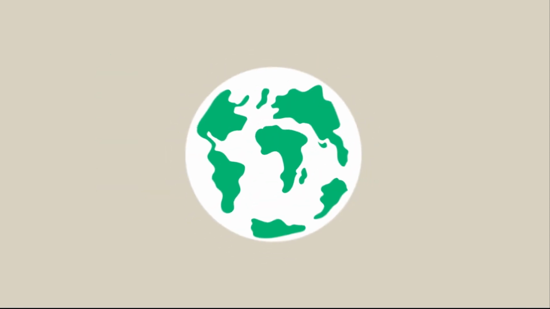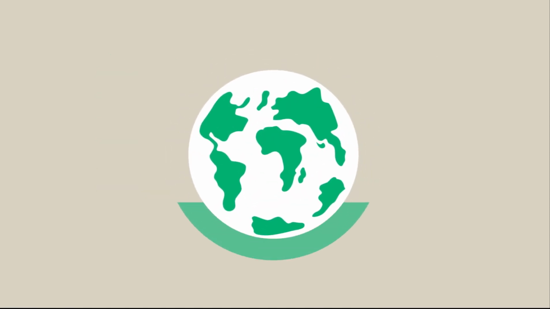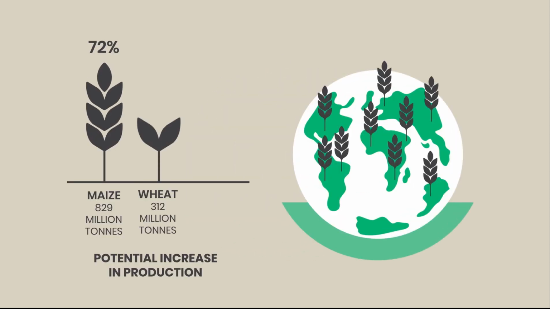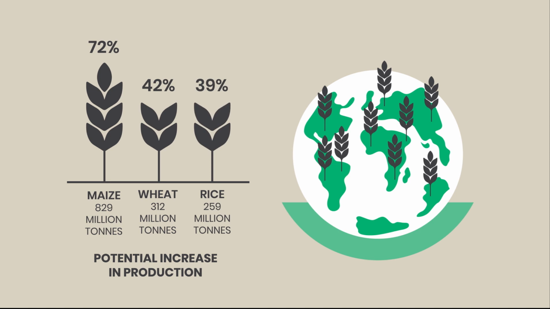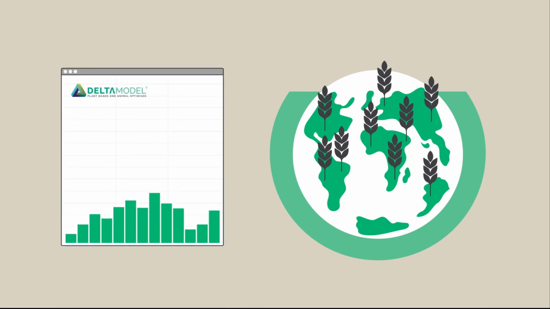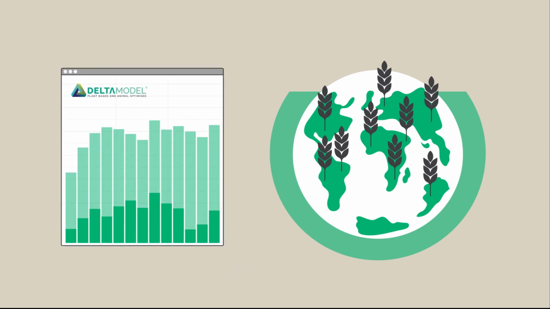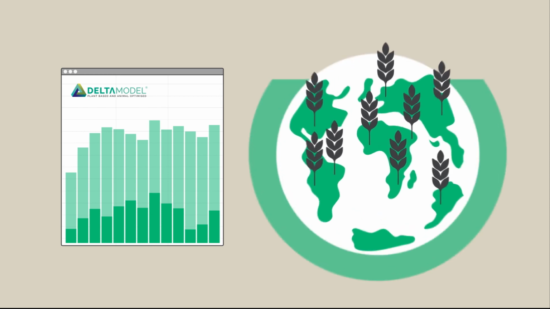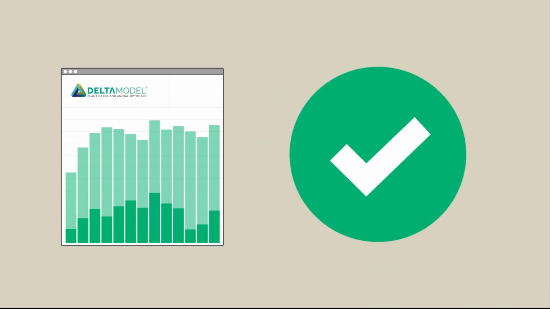The greatest potential for increasing global food production was found for the most widely grown crops, maize, wheat and rice, which were also demonstrated to be of high nutritional significance. By incorporating this data into the Delta model, we were also able to see how important crop production is for the global supply of nutrients.